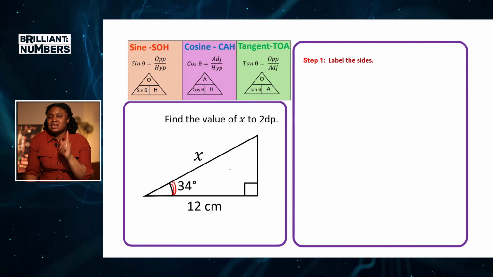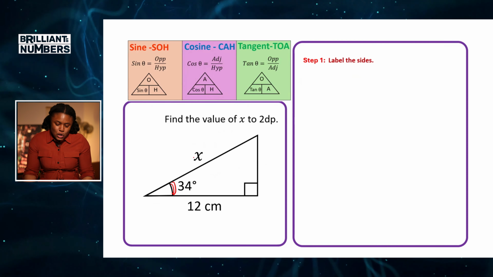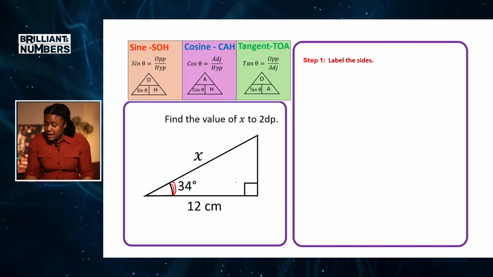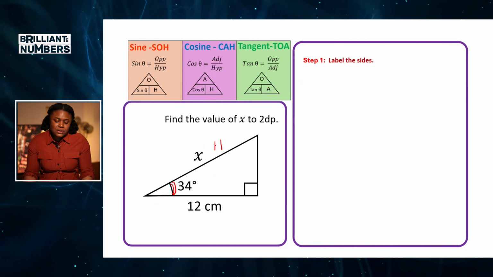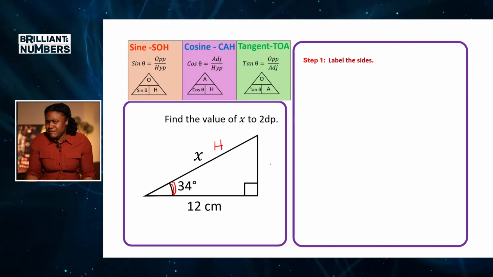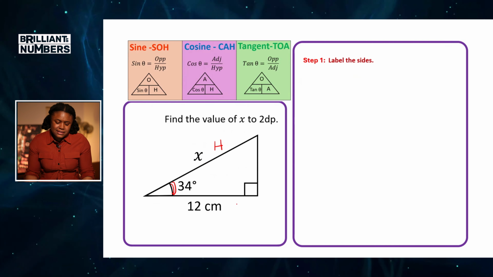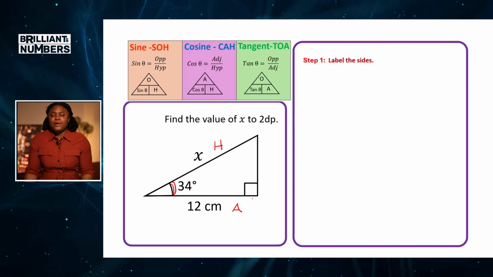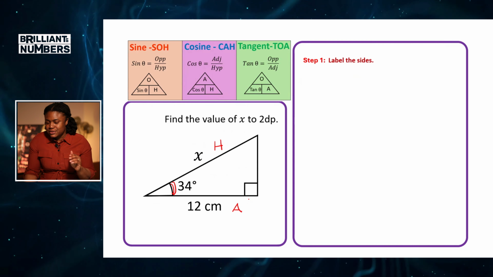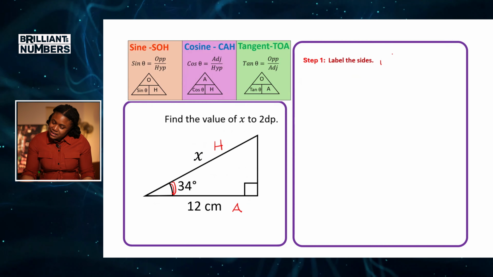Put in the one that's easiest first. So I know the longest side is facing the right angle. That's the hypotenuse, so that's h. And if I didn't have the opposite, the other side has to be the adjacent side on which the angle sits. So I've labeled my sides.